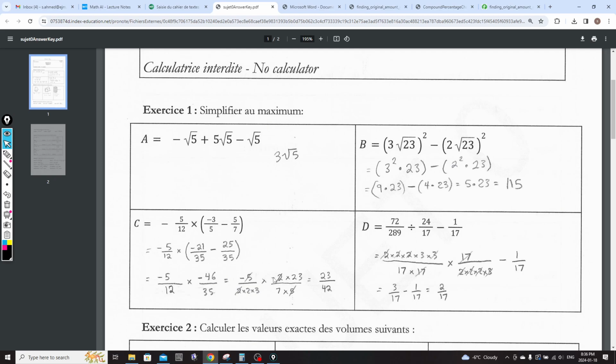Now, I also notice that I've got a negative happening here, right? So this is a negative value times a negative value.